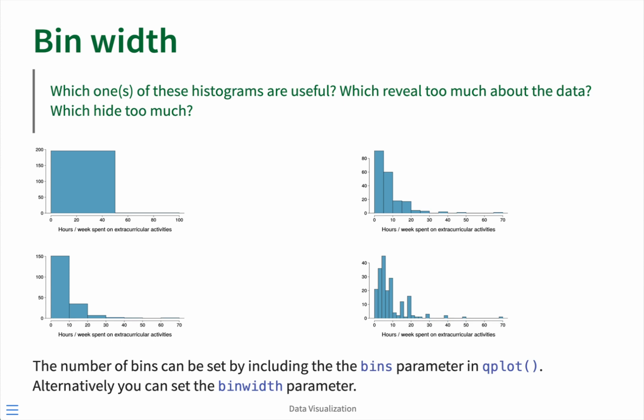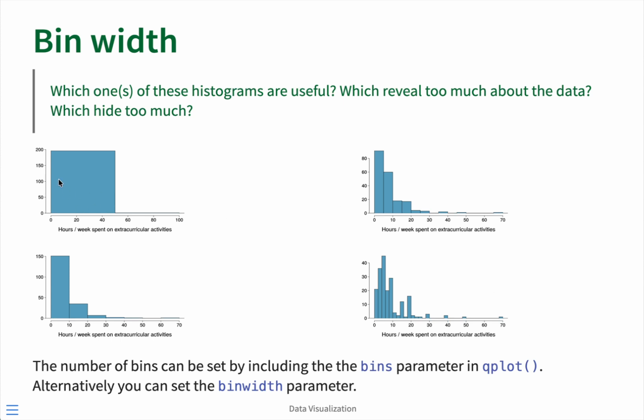We can change the appearance of a histogram by changing how many bins we divide the x-axis up into. So we can either set the number of bins, in which case the width of each bin will be determined for us, or we can set the width of each bin, in which case it will figure out how many bins it needs in total, right? So you can either set the number of bins or the width of each bin with the qplot function, and then the other one of those numbers will be determined for you automatically.